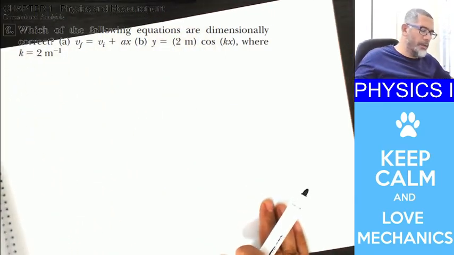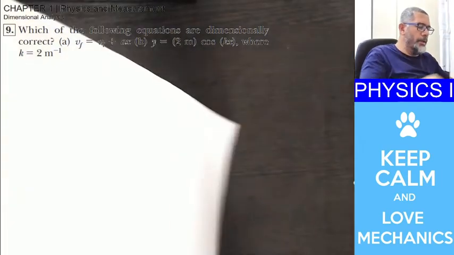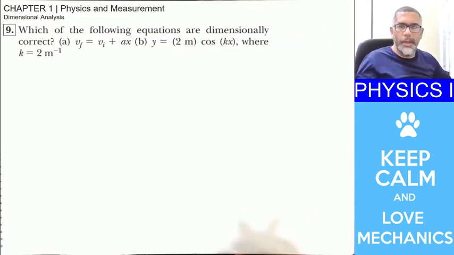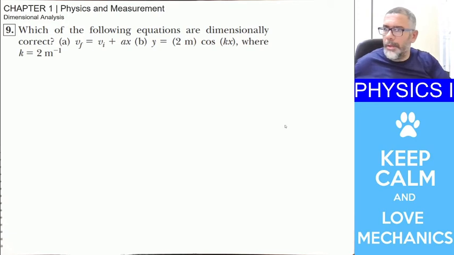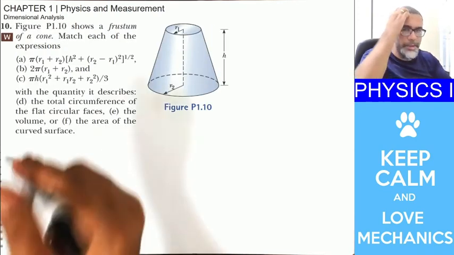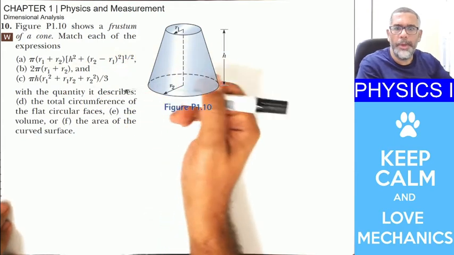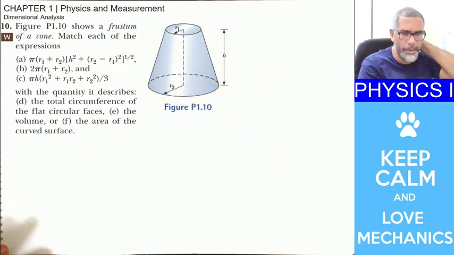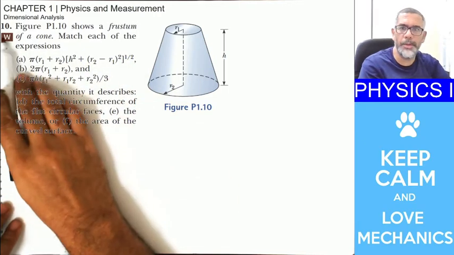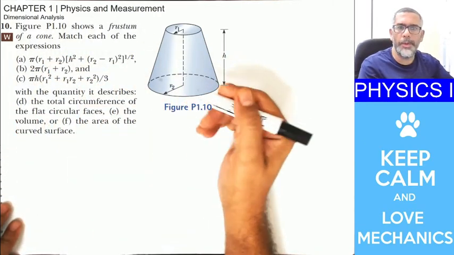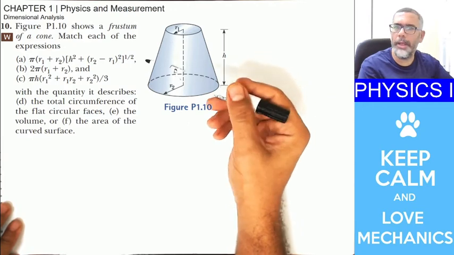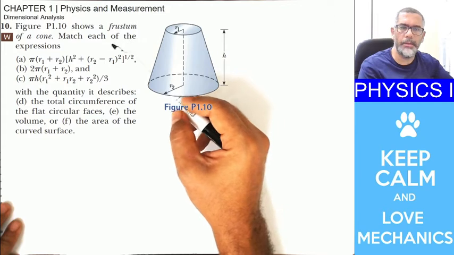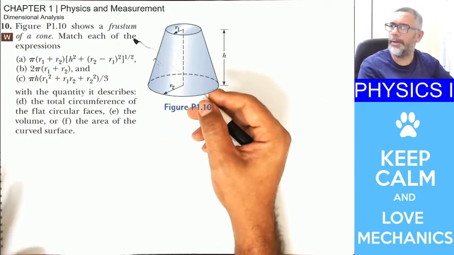So next, let me refresh the page. Okay, so next question, and you may pause the video and just read the question, but let me explain what the question is about. It is question number 10, chapter 1, and what you see over here is a cone, but it's a truncated cone. It's called the frustum of a cone.